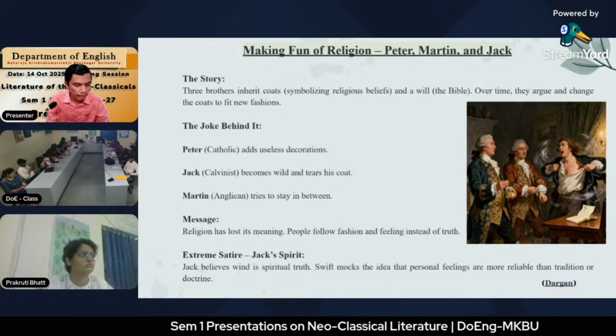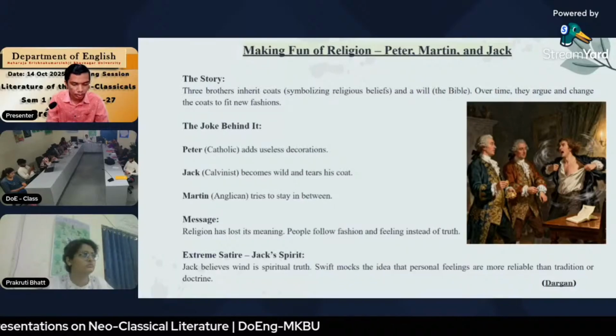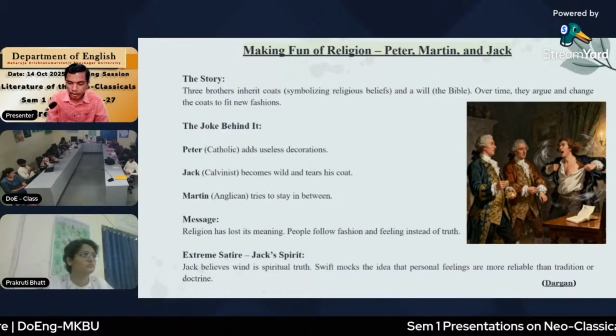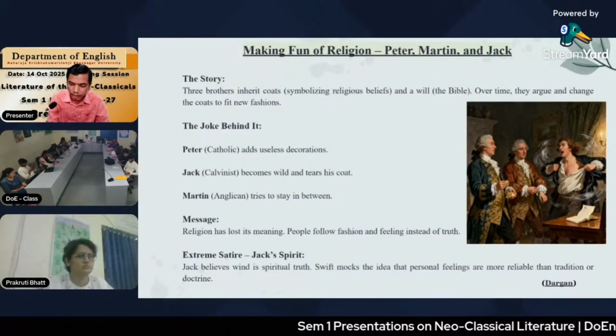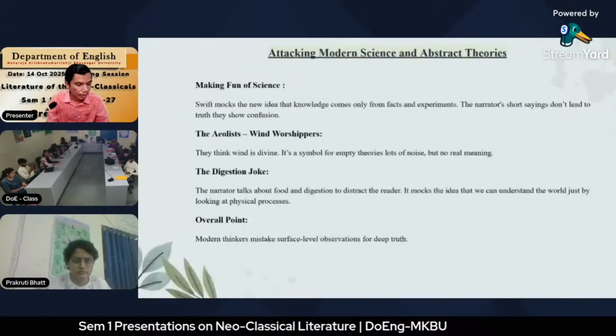Extreme satire: Jack's spirit, Jack's belief in spiritual truth. Swift mocks the idea that personal feelings are more reliable than tradition or decorum.